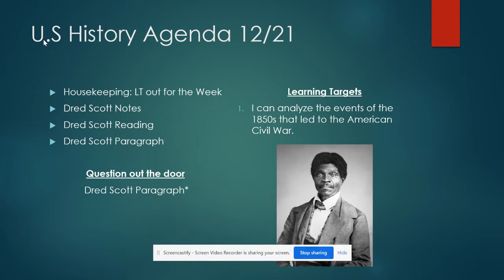So Dred Scott falls under our learning target for the week. I can analyze the events of the 1850s that led to the American Civil War, because this is going to be a massive event that'll lead to the Civil War, and will happen in 1857. And again, remember, slavery started the Civil War. All of these events that are leading up to the Civil War all have to do about slavery. Okay? So let's just jump right into it.